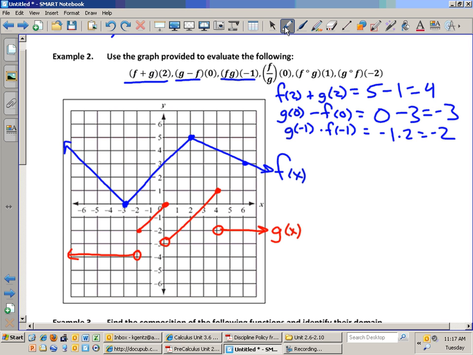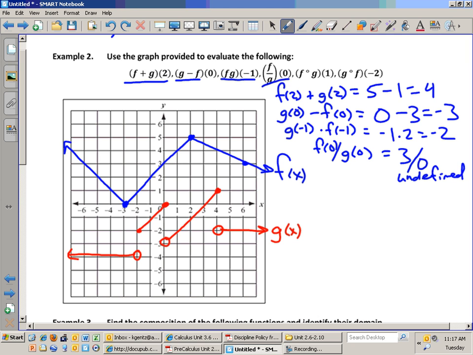And then you would have this next one, which is f divided by g of 0, which is f of 0 divided by g of 0. What's f of 0? 3. What's g of 0? 0. What's 3 divided by 0? Undefined. Can't divide by 0. So that's a problem. You can't do that.